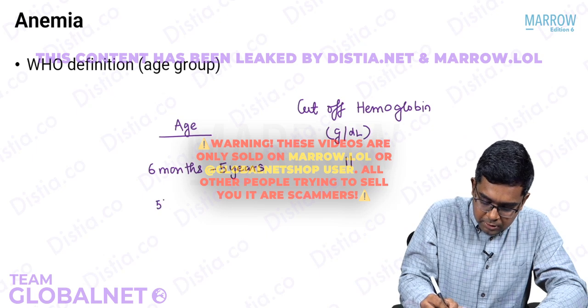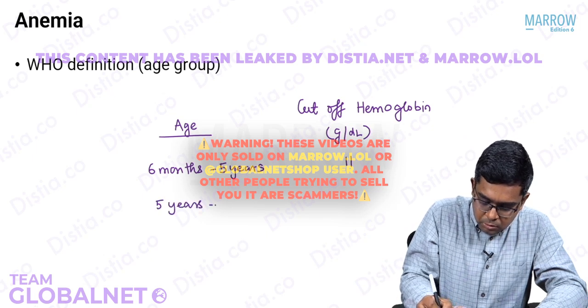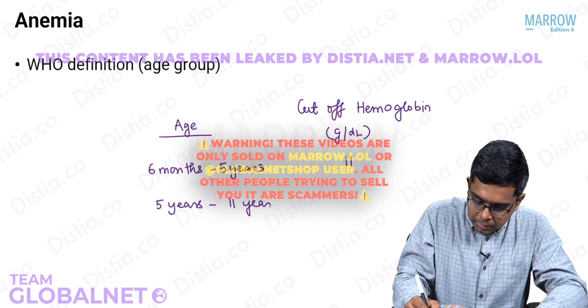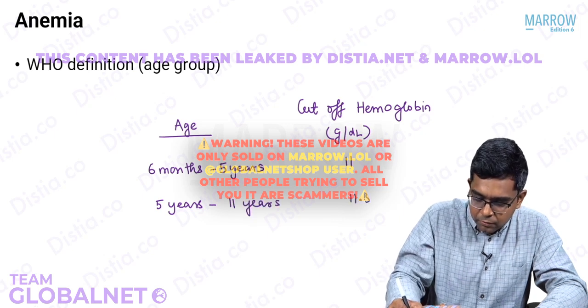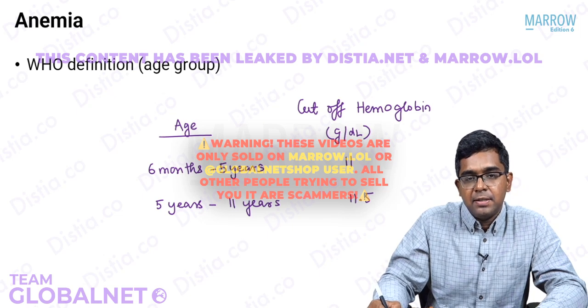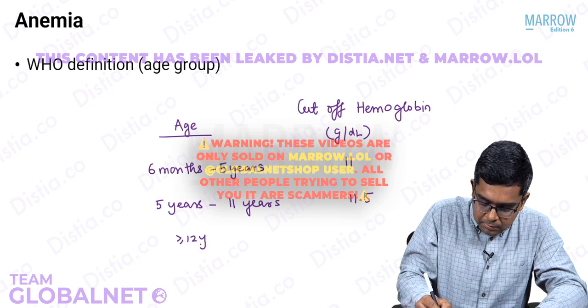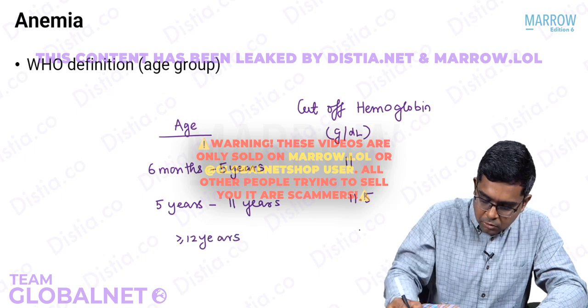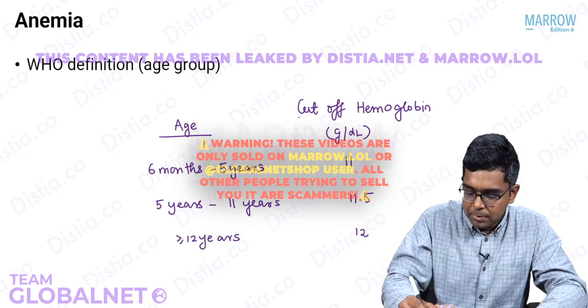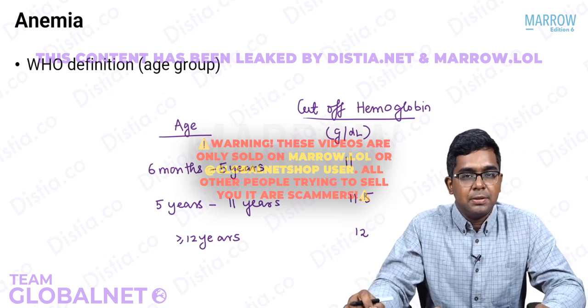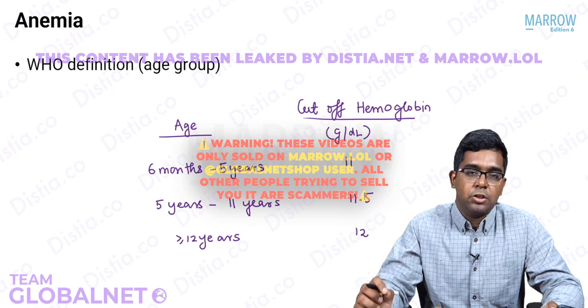Then 5 years to 11 years, the cutoff is 11.5. So a value less than 11.5 grams per deciliter is considered as anemia. And in children more than or equal to 12 years, the cutoff is 12 grams per deciliter. So please remember, the cutoff of hemoglobin is according to the age group. This is a standard WHO definition.